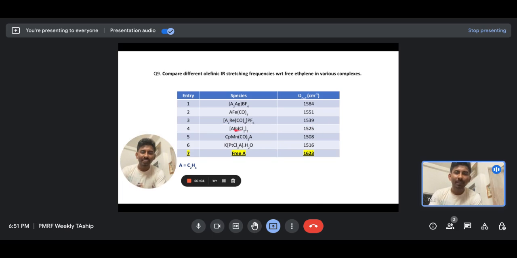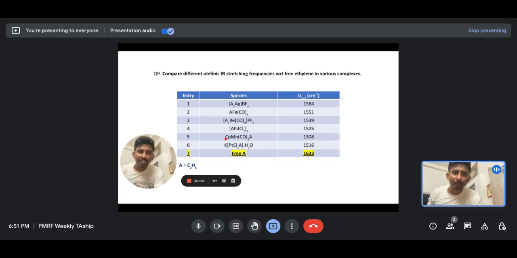In case of this PdCl2 moiety, you can see there are no CO molecules. So in this case, the extra electron density on the palladium center will be back donated to the ethylene moieties also. So that's why in this case the value is even lower.